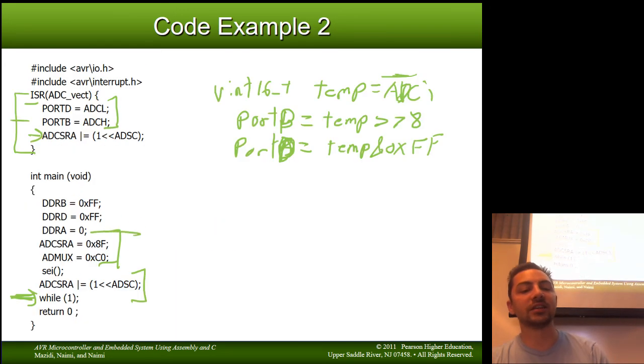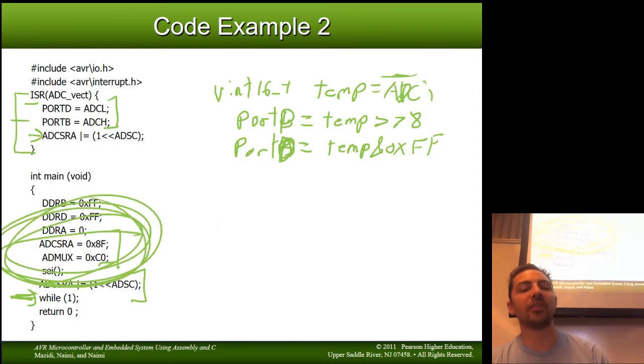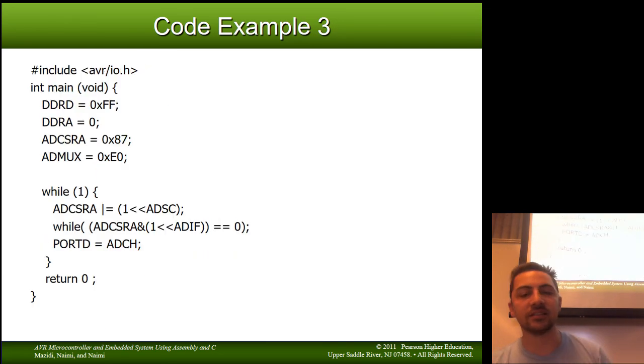You're going to have to look at the data sheet to figure out what the hell 8F and C0 do. It's not super complicated. I know that in the mux register, the lower 4 bits are the mux, the choice that you want to make. And the upper bits are the reference selection. So C is a 1100. So I'm going to assume that it's chosen to use a reference of 11. So you could look that up in the data sheet. Again, in assembly, and that's just one more polling example, not that interesting.